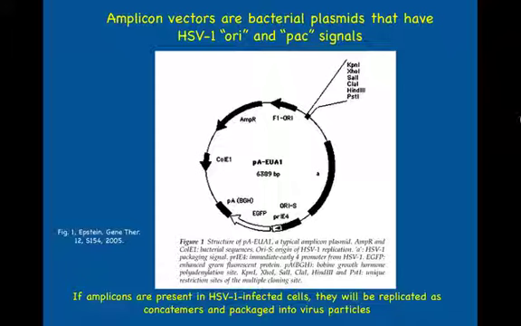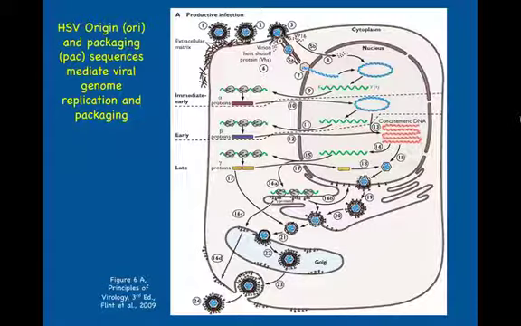What they'll probably do, because this is a common theme in making these vectors, is infect with an HSV1 that has no packaging signal in its genome, but has all of the other requirements of a virus, whereas this plasmid you would transfect into those cells, and it will have the PAC signal in it. So these little amplicon vectors will get packaged into the new virus that's being created rather than the wild-type virus genome. HSV ori and packaging sequences mediate viral genome replication and packaging, which is what we just talked about.